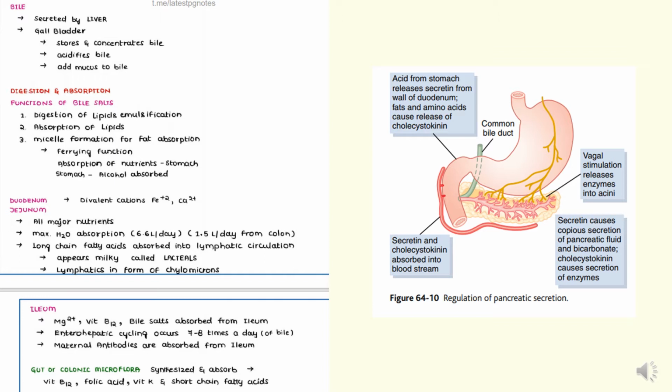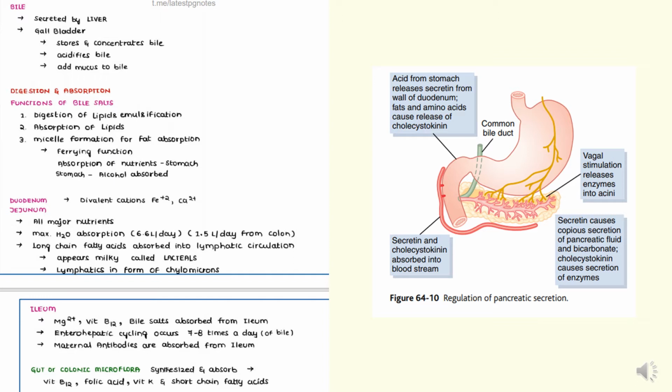Duodenum. It absorbs divalent cations, ferrous iron and calcium. Jejunum. All major nutrients are absorbed. Maximum water absorption is 6.6 liters per day. Long chain fatty acids are absorbed into the lymphatic circulation. The lymphatics appear milky and are called lacteals, carrying fat in the form of chylomicrons.